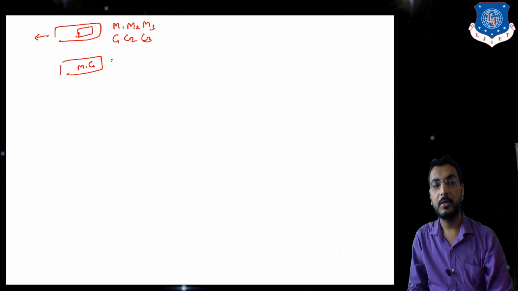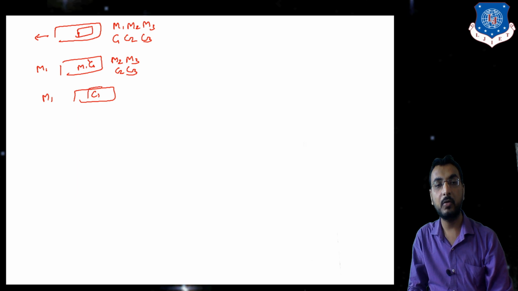So here how many people will remain? Here M2 and M3 will remain, and C2 and C3 will remain. So these will be okay. Let's say the missionary has gotten down here and the cannibal is coming in the boat alone. So the missionary has gotten down and the cannibal is coming alone with the boat here. So M2 and M3 will be there, and C2 and C3 will be there.